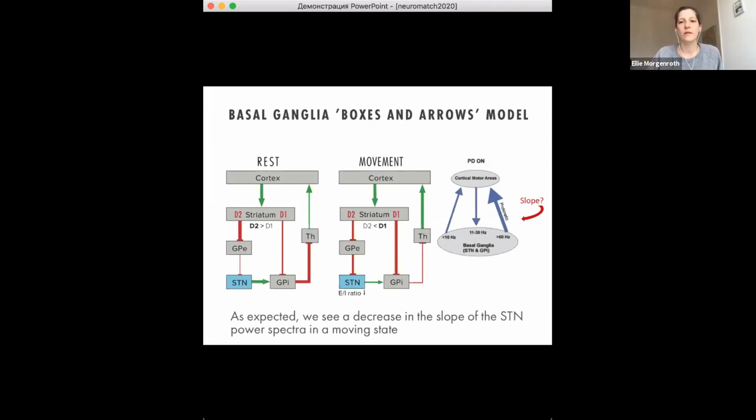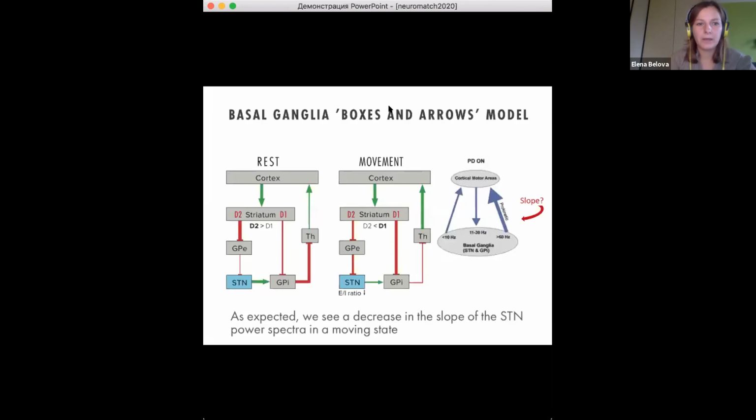We do have a question in the Q&A, which is from Sanka, and they ask: gamma still seems to have a change, although not statistically significant, even when accounting for slope. Also, there has been evidence for gamma in dyskinesia, right? So how much can we attribute to the slope and how much can we attribute to gamma?